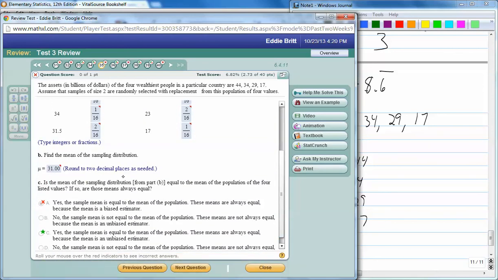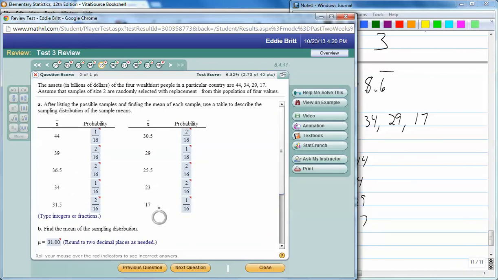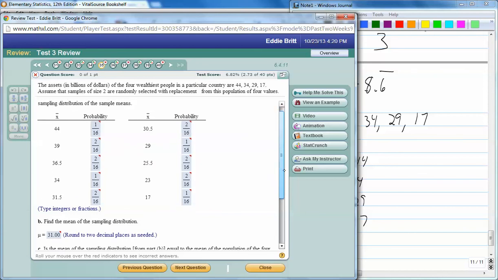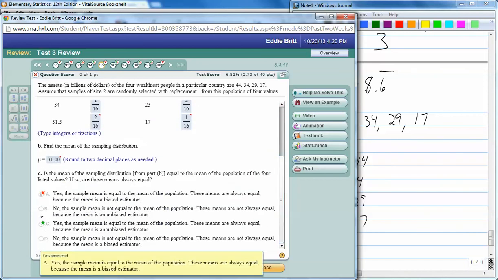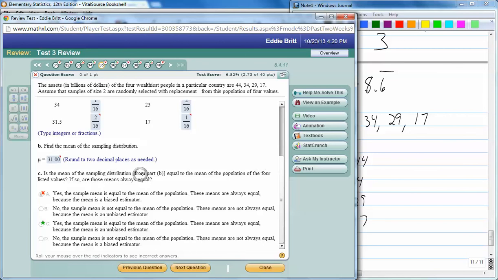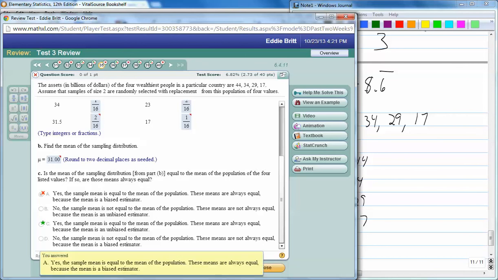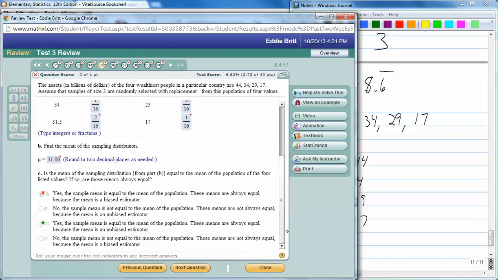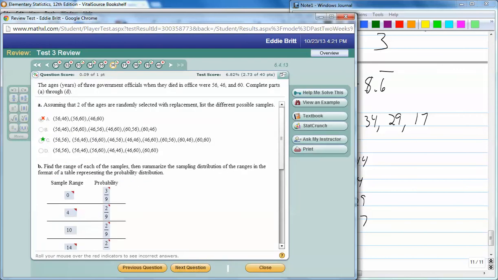Is the mean of the sampling distribution from part B equal to the mean of the population of the 4 listed values? Once you found the average of all these means, you get 31.00. Is it the same as the mean of these 4 data items? Add them all together and divide by 4, and you're going to get 31 for that as well. Is it always equal? Yes, the sample mean is equal to the mean of the population. These means are always equal because the mean is an unbiased estimator. It takes a little time, but it's just a lot of plug and chug numbers.